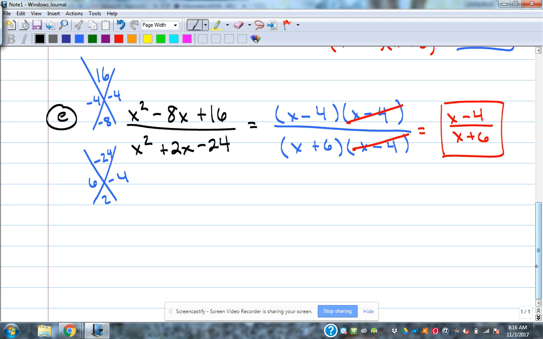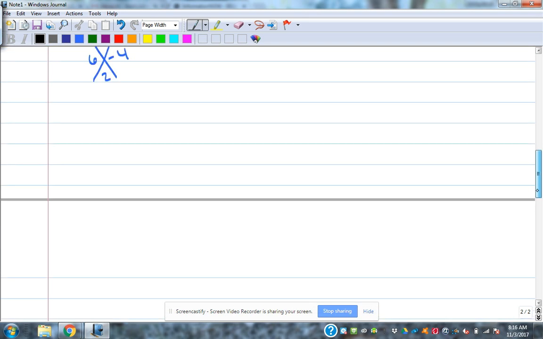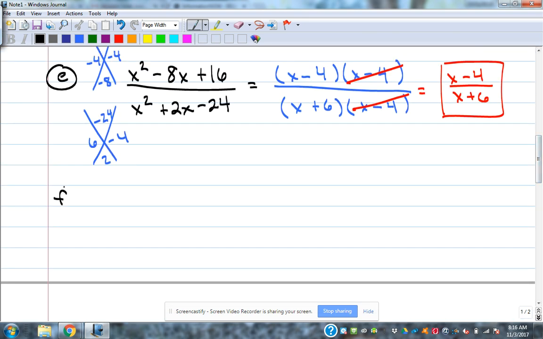Not too complicated so far. We'll get to more intense in just a little bit. But example F. Let's do this. 40x squared plus 20x over 10x plus 30. Maybe a little different style of factoring here because it's not trinomials.